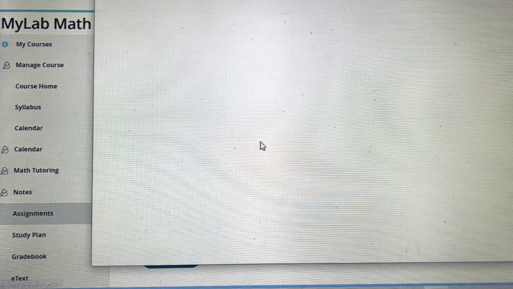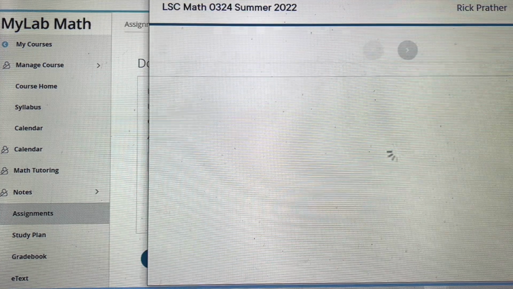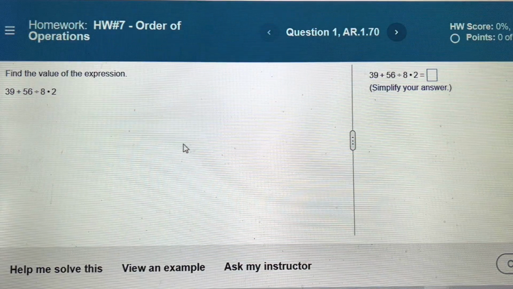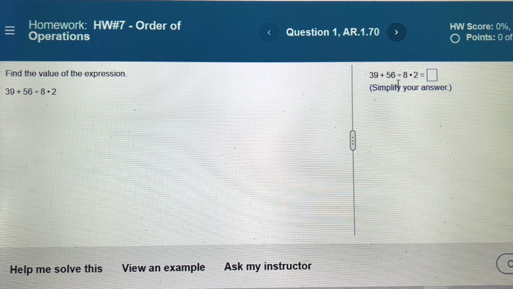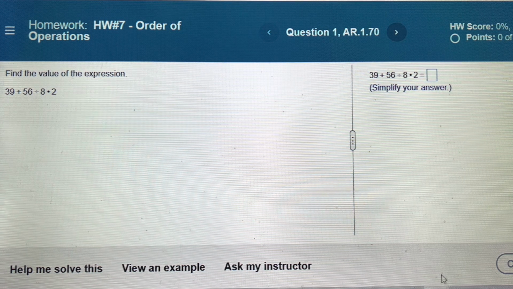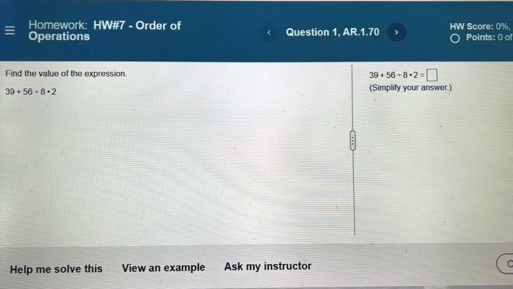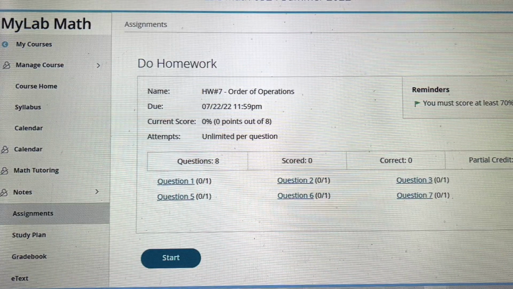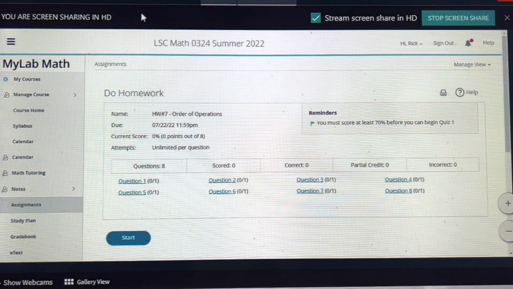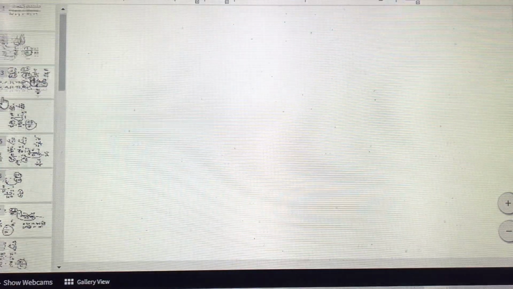Okay, question 1. So we got this long string right here, 39 plus 56 divided by 8 times 2 equals what? Now there is a difference if it's in a long string like this versus if you start incorporating fractions. Fractions are kind of an exception, and if we see any, we'll do that.